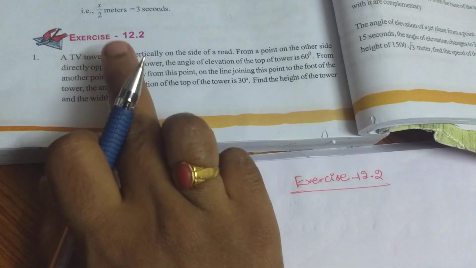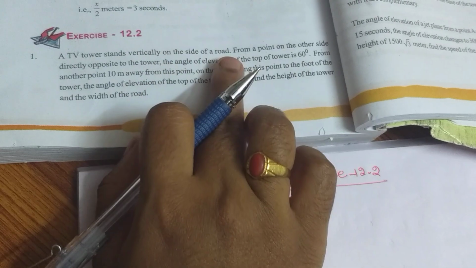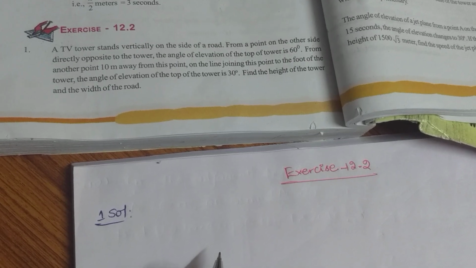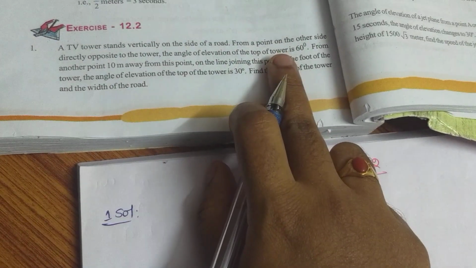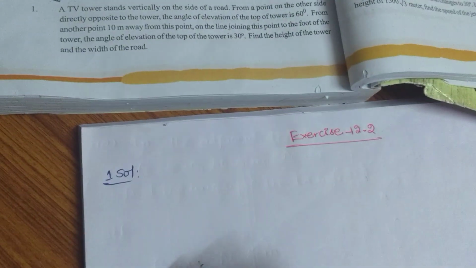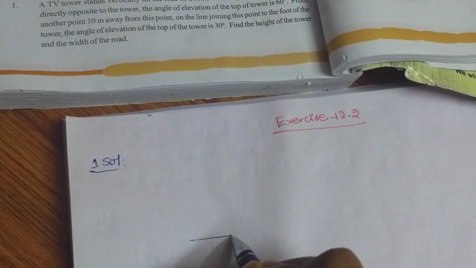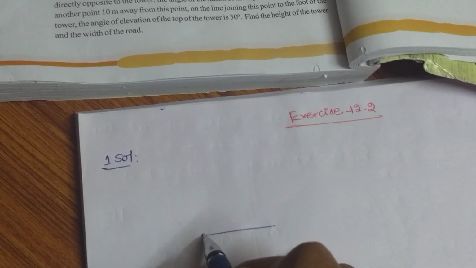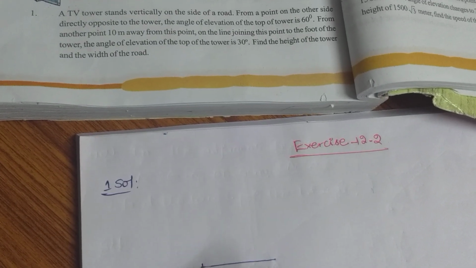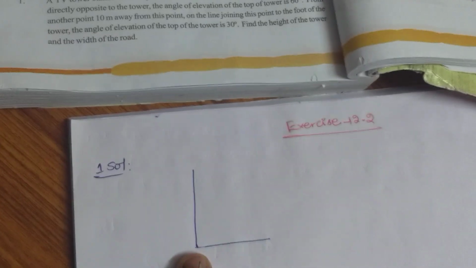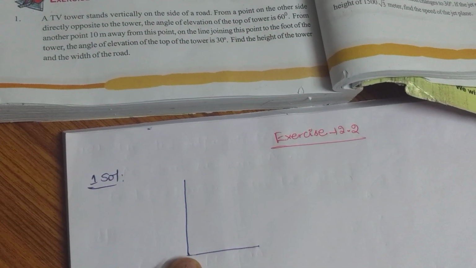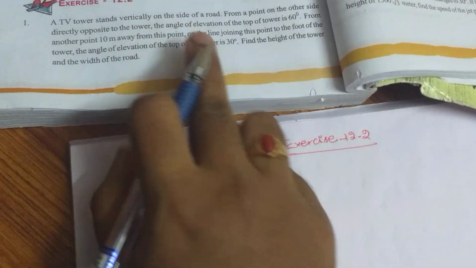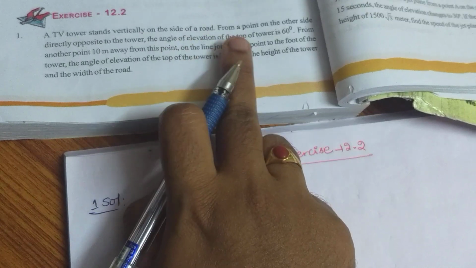A TV tower stands vertically on the side of a road. From a point on the other side directly opposite to the tower, the angle of elevation of the top of the tower is 60 degrees. So, firstly, let us draw a road here. This is a road. From one side of the road, there was a tower, a TV tower. Let us think that this is a TV tower standing vertically on one side of the road. From a point on the other side directly opposite to the tower, the angle of elevation of the top of the tower is 60 degrees.